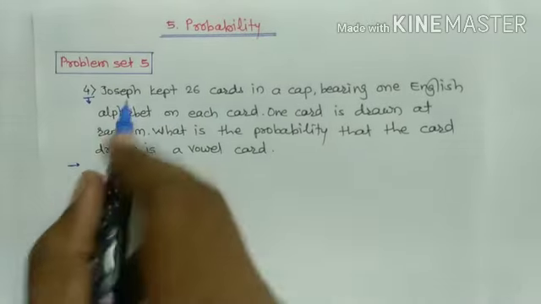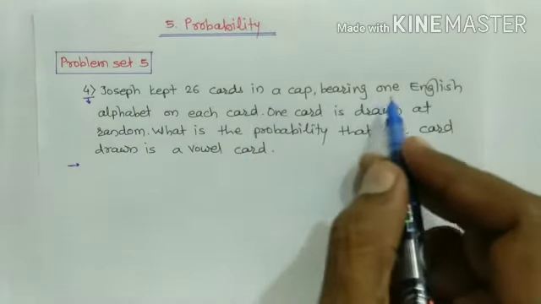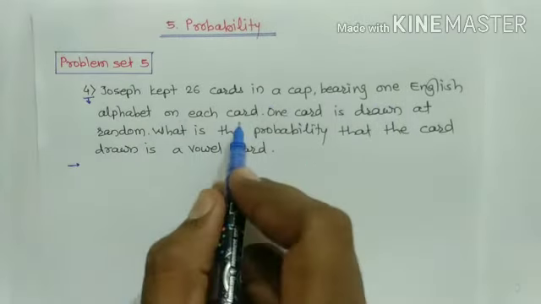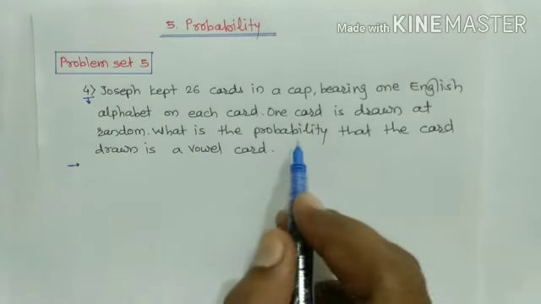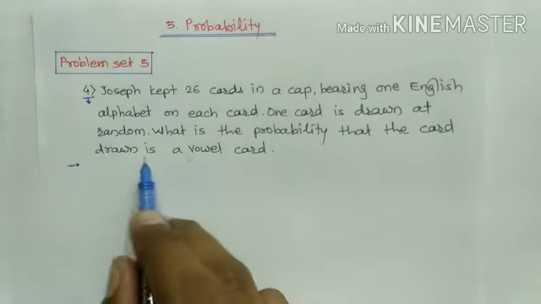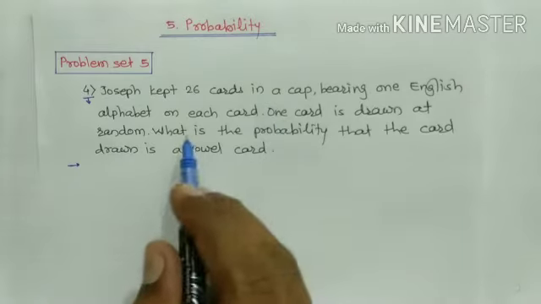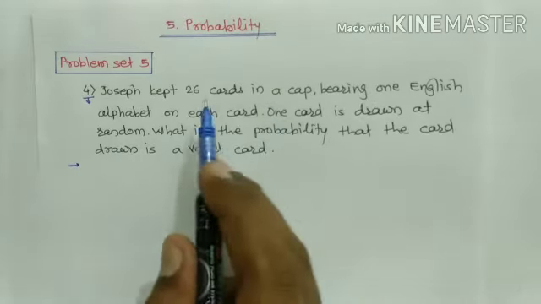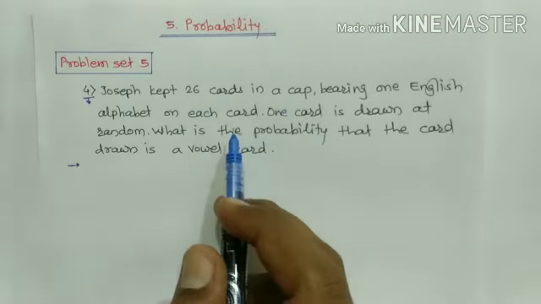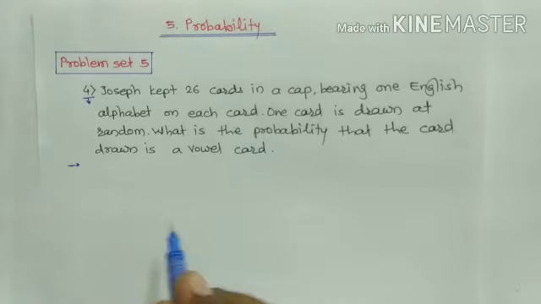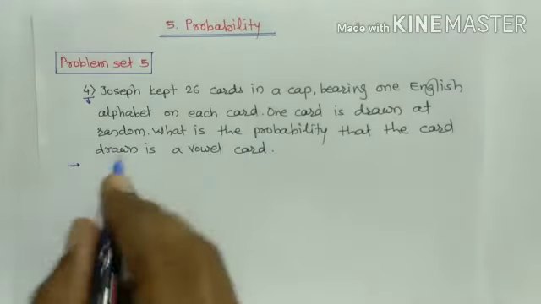See the example. Joseph kept 26 cards in a cap bearing one English alphabet on each card. One card is drawn at random. What is the probability that the card drawn is a vowel card? Here the random experiment is that one card is drawn from the cards in the cap bearing one English alphabet on each card. So first we write the number of sample space. First of all we write the random experiment here.